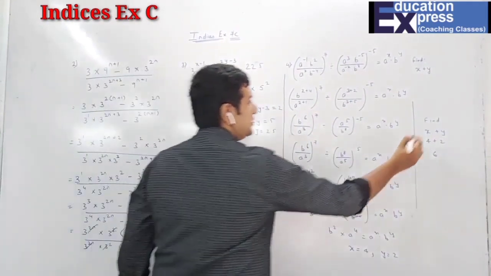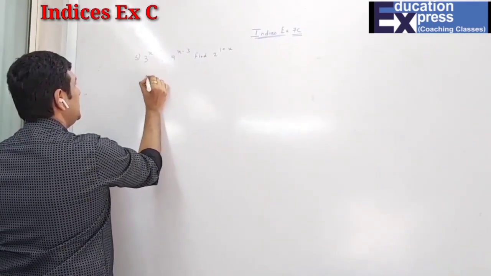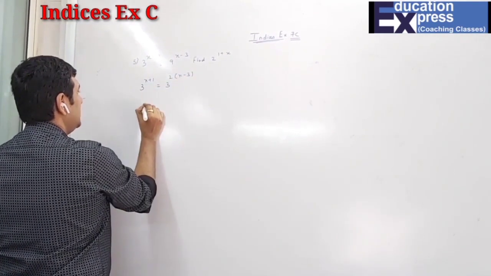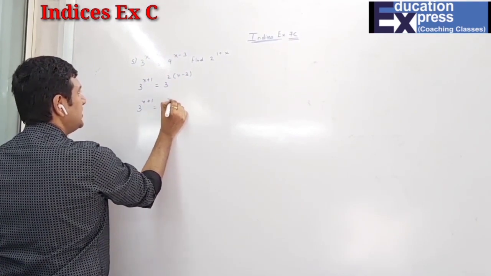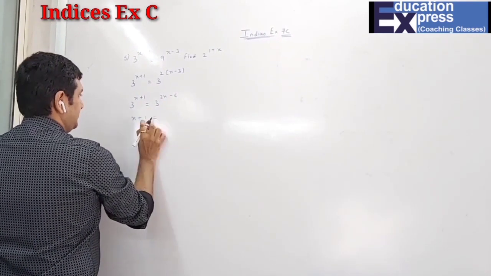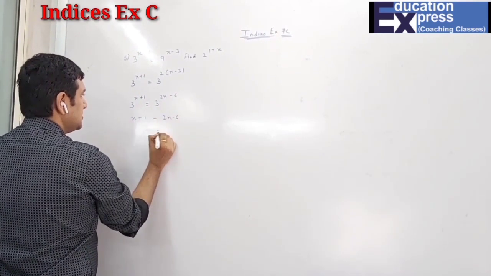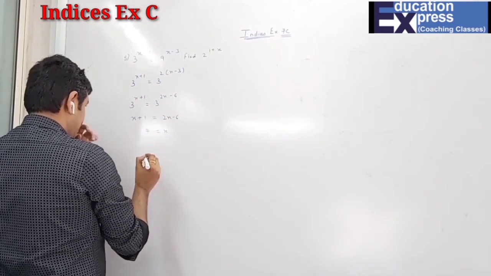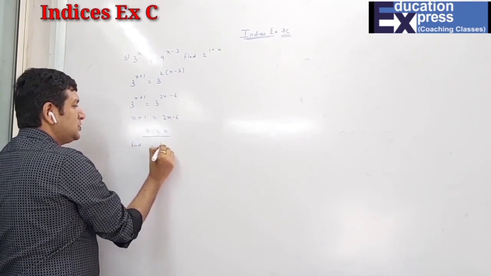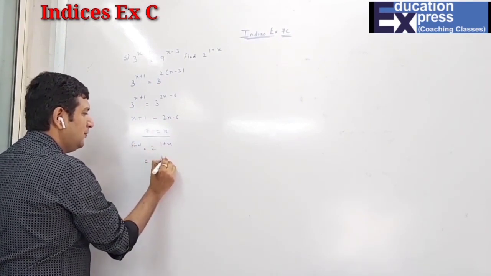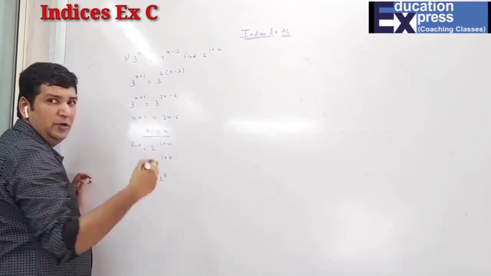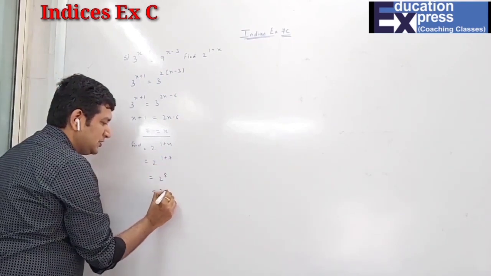So with this we have finished. This is question number 4. 3 raised to x plus 1 is 3 squared x minus 3. 3 raised to x plus 1 is 3 raised to 2x minus 6. Bases are same, so x plus 1 equals to 2x minus 6. So x is 7. So now we got the value for x. We have to find 2 raised to 1 plus x, 2 raised to 1 plus 7, that is 2 raised to 8. So obviously 2 into 2 into 2, 8 times, the answer will be 256.